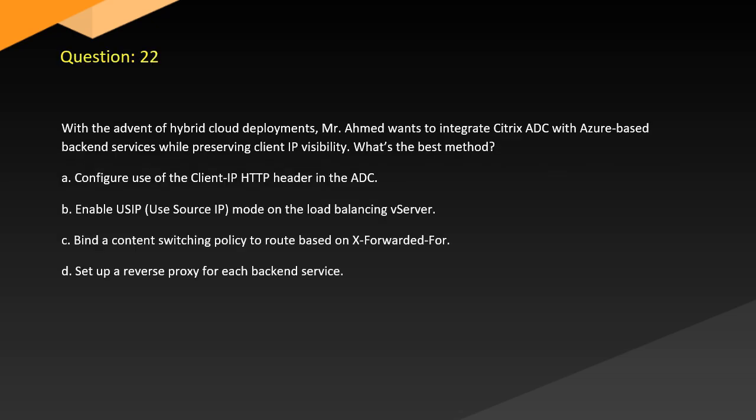Question 22. With the advent of hybrid cloud deployments, Ahmed wants to integrate Citrix with Azure-based backend services while preserving client IP visibility. What's the best method? A. Configure use of the client IP header in the ADC. B. Enable USIP (use source IP) mode on the load balancing vServer. C. Bind content switching policy to route based on X-Forwarded-For. D. Set up reverse proxy for each backend service.